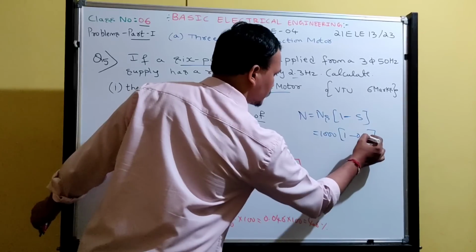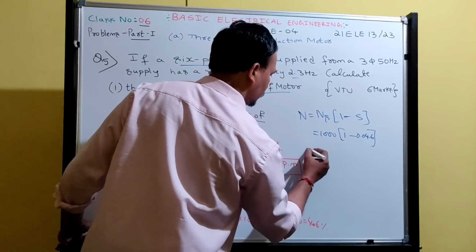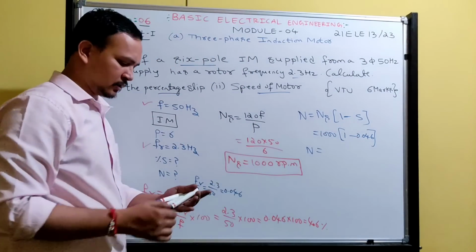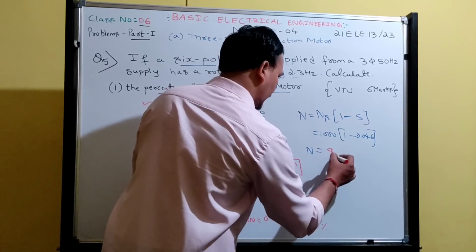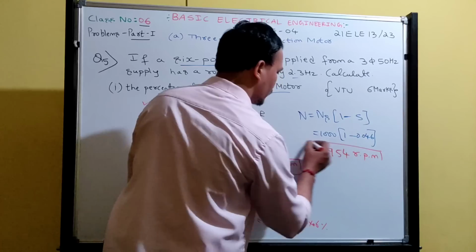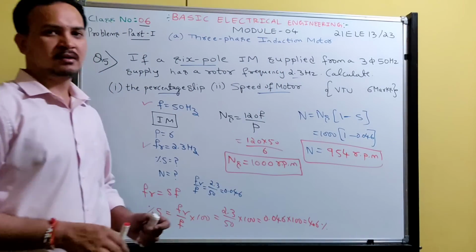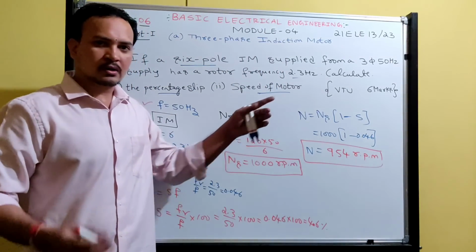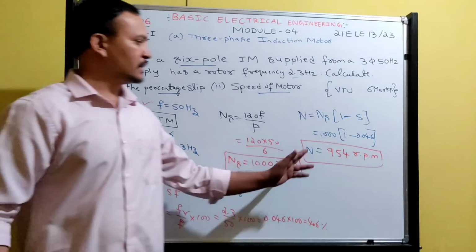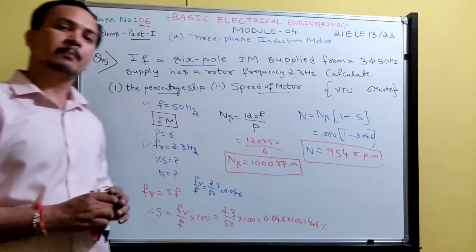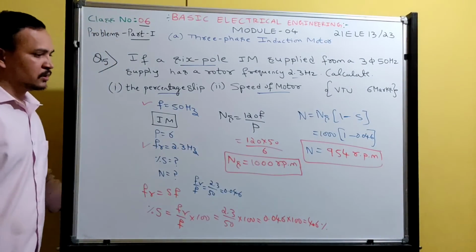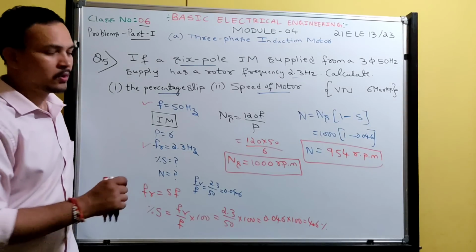So 0.046. You do it in calculator. First subtract these two, then multiply by 1000. You will get an answer of 954 rpm. So what is the speed of the rotor? See, speed of the rotor, speed of the motor, both are the same. So N is equal to 954 rpm. Got it? So this problem is finished. Okay students, pause the video, copy down neatly.